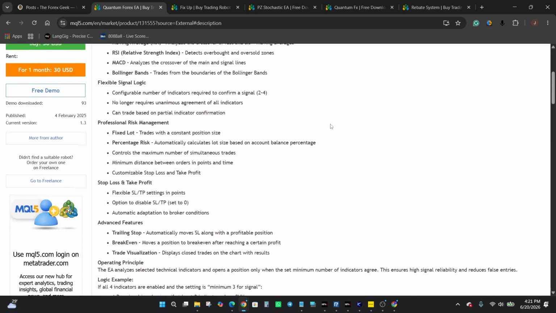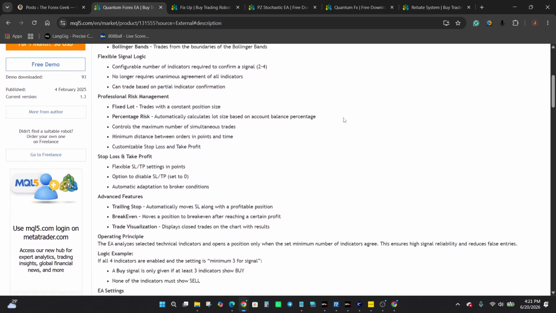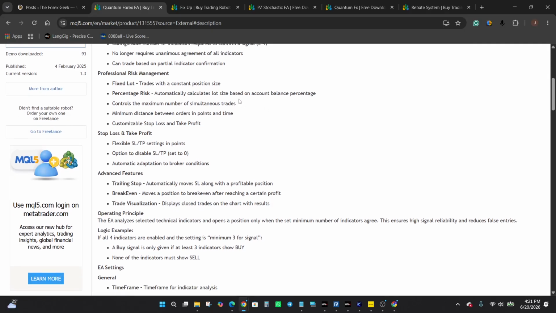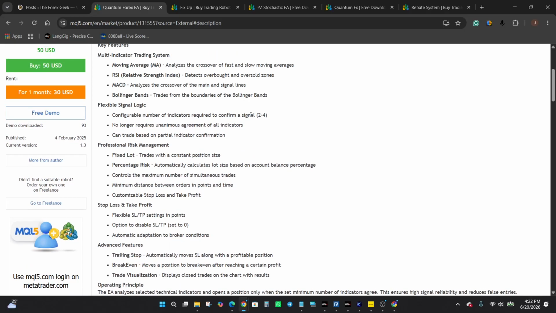Looking further down, each indicator can be individually enabled or disabled, and the associated parameters can be customized. That includes the moving average settings, the RSI levels, MACD parameters, and Bollinger Band calculations. This level of flexibility allows traders to tailor the system to different markets and testing scenarios.